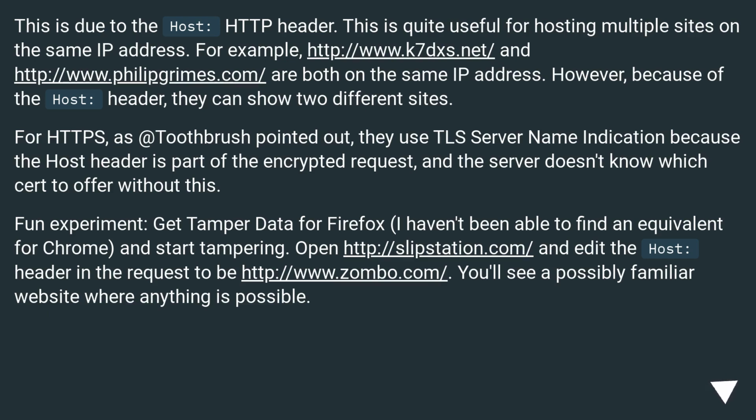For HTTPS, as Toothbrush pointed out, they use TLS Server Name Indication because the host header is part of the encrypted request, and the server doesn't know which cert to offer without this. Fun experiment, get Tamper Data for Firefox. I haven't been able to find an equivalent for Chrome, and start tampering. Open this URL and edit the Host header in the request to be this URL. You'll see a possibly familiar website where anything is possible.